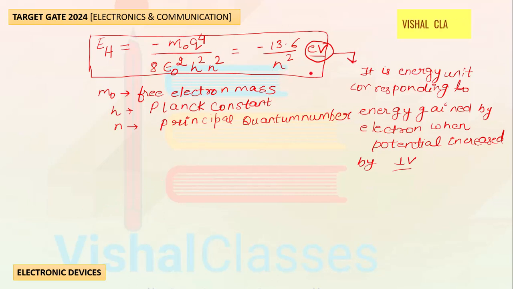As you have seen in the previous slide, there are discrete energy levels in an atom around the nucleus, and these levels are calculated by putting n equal to 1, 2, 3 up to n minus 1.